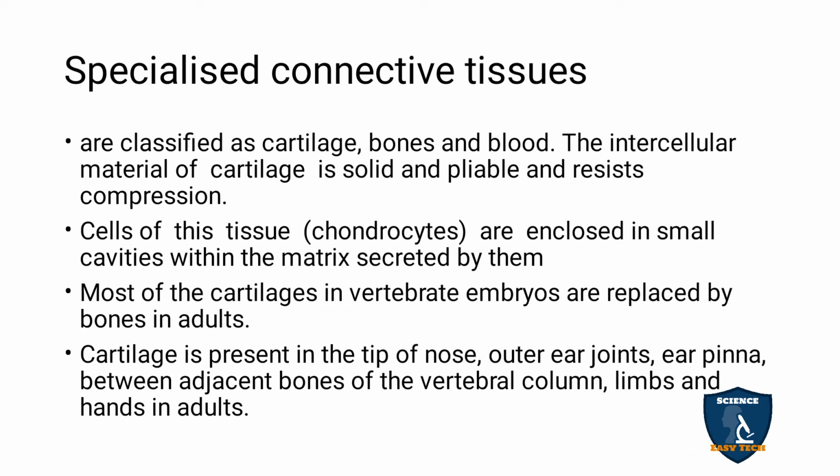Most of the cartilage in the vertebrate embryo is replaced by bone. So these cartilages are not seen in the adult stage. It is seen in the embryos, and it is replaced by bones in the adults. The cartilage is present at the tip of the nose, outer ear joints, ear pinnae, and between the adjacent bones of the vertebral column, limbs, and hands in adults.